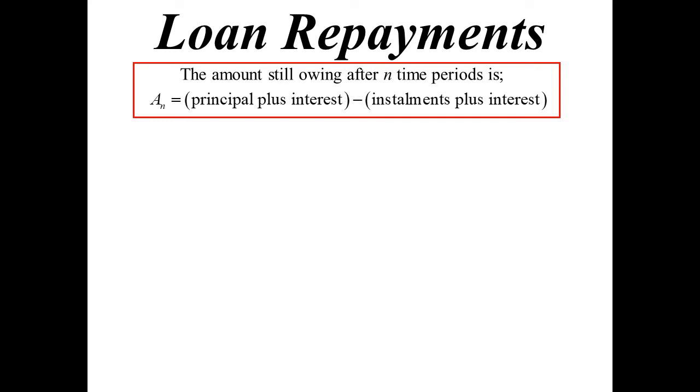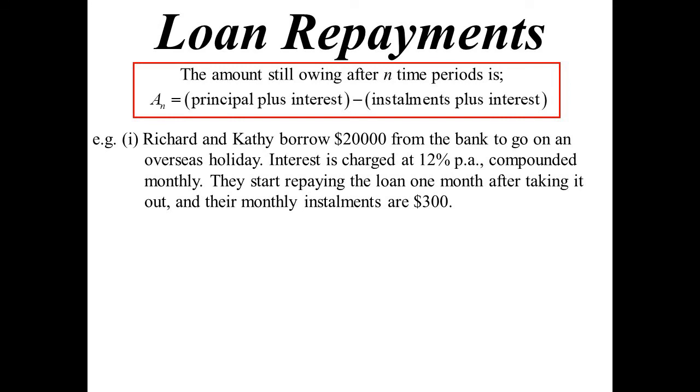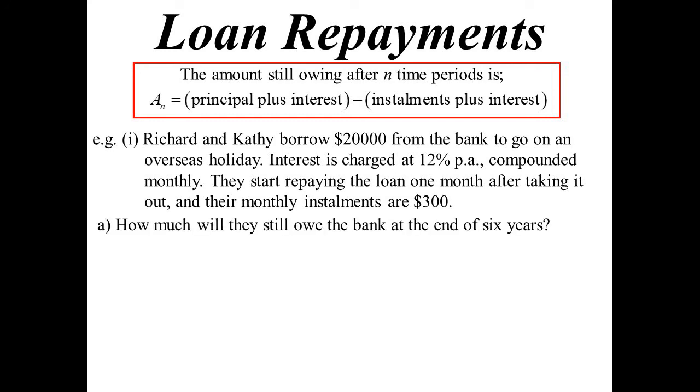So let's look at this one. Richard and Kathy are borrowing $20,000 to go on an overseas holiday. Well, not this year, they're not. Interest is charged at 12% per annum. They start repaying the loan 1 month after taking it out, and their monthly instalments are $300. So how much will they owe the bank after 6 years?